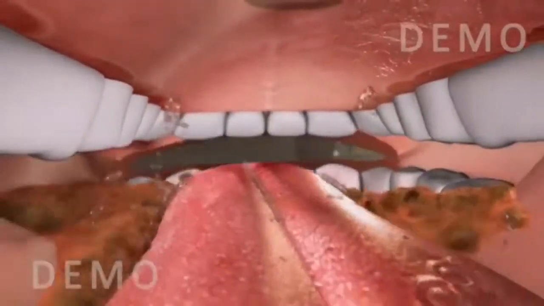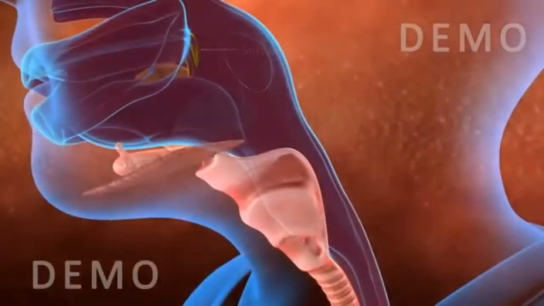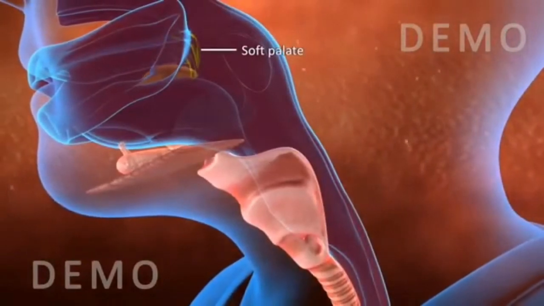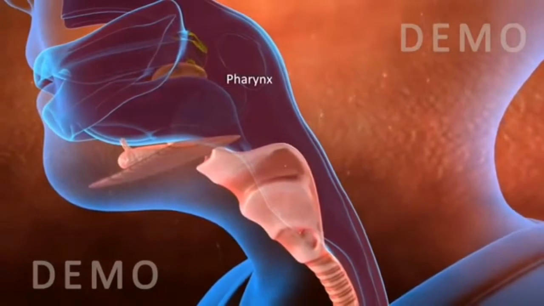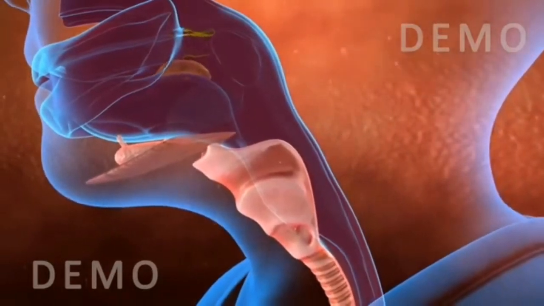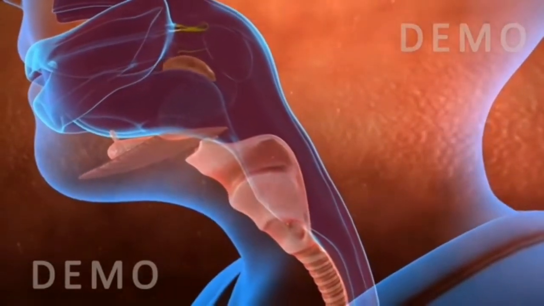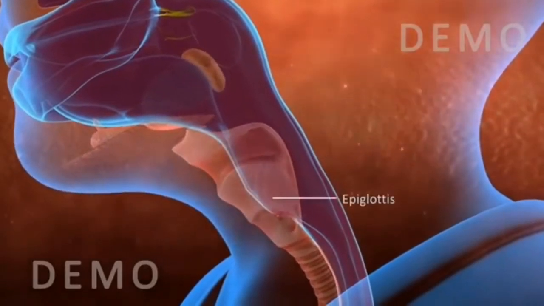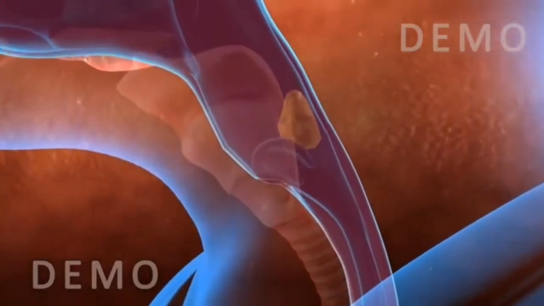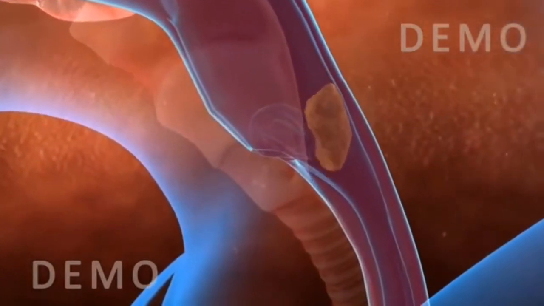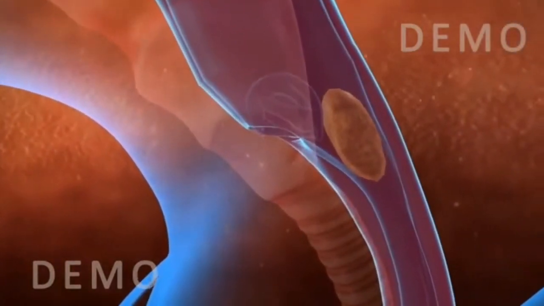As the food is swallowed, the soft palate blocks the upper throat, called the pharynx, which prevents the entry of food into the nasal cavity. When the food passes over the epiglottis, which is a flap-like structure which prevents the entry of food into the trachea, it pushes down the epiglottis.